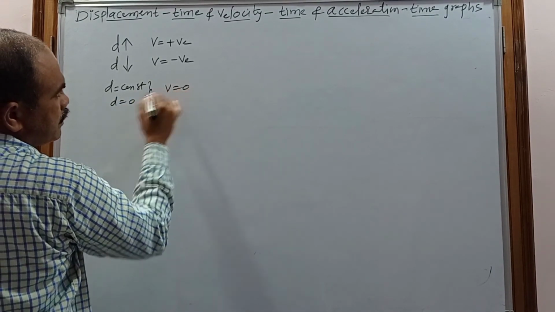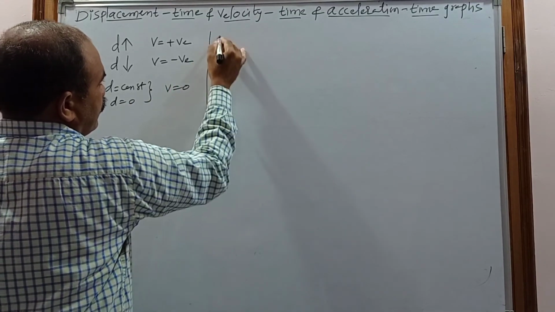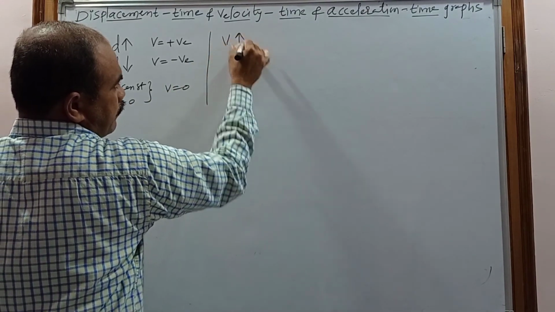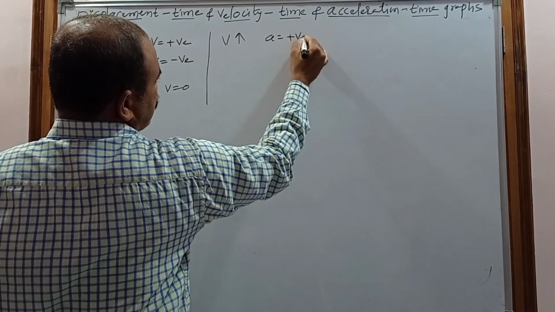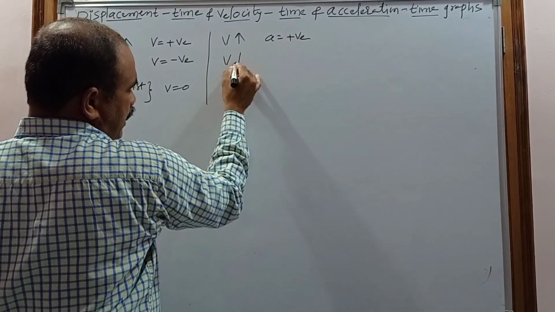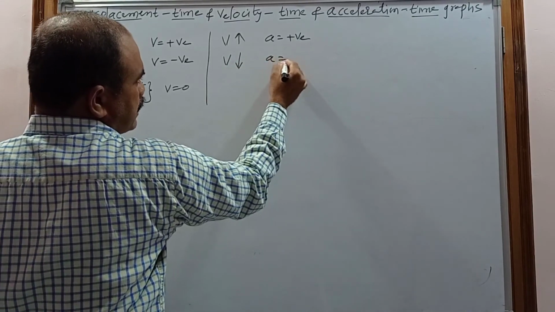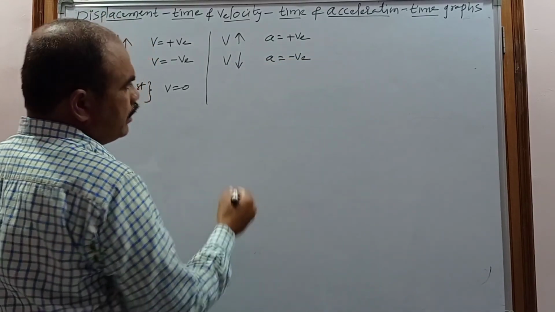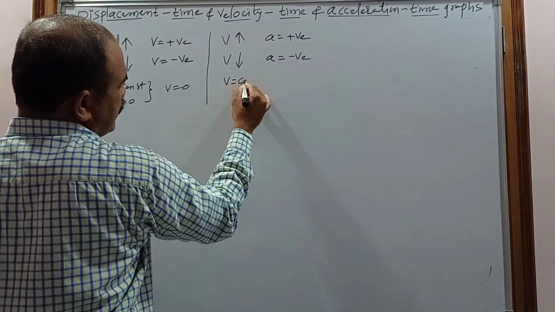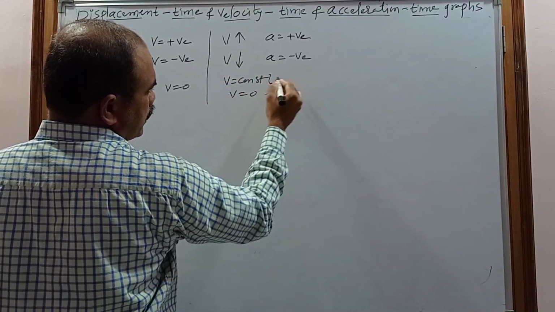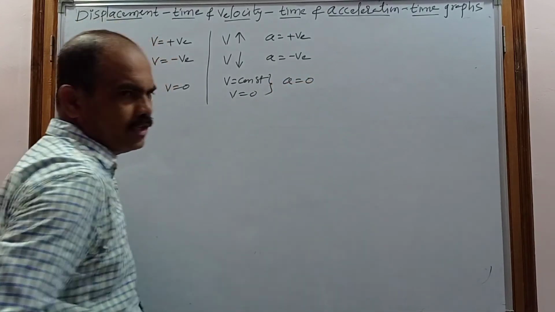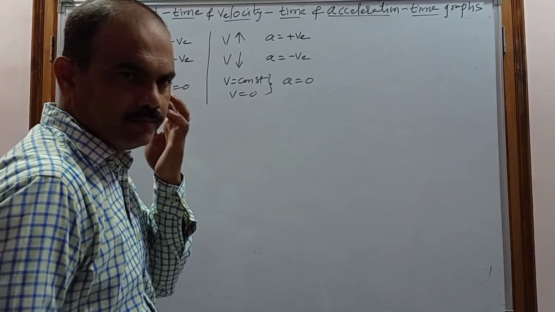then the velocity is zero. If velocity is increasing with respect to time, then we say that the acceleration is positive. If the velocity decreases with time, the acceleration is said to be negative. If the velocity does not change with respect to time, or if the velocity is zero, in both cases the acceleration is zero. So this you have to remember.